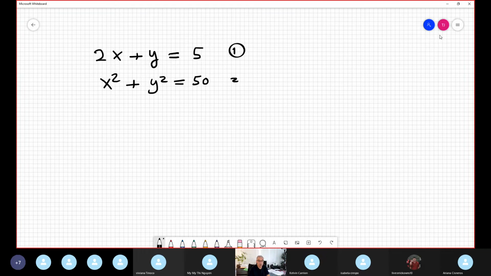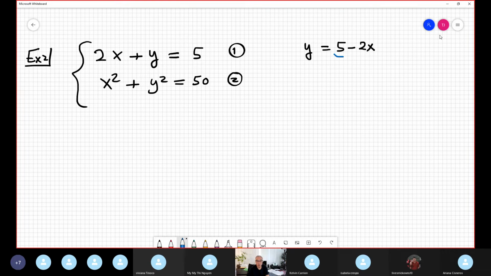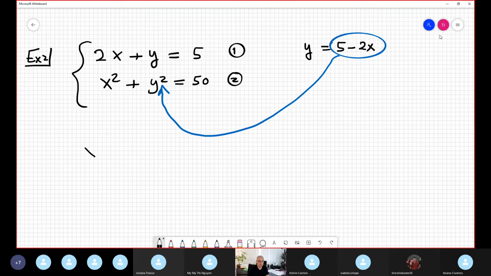Equation 1, equation 2. Look, what is the strategy? I take the linear equation. I see that the coefficient of y is 1, so I take advantage of this. You solve y is equal to 5 minus 2x, and substitute this expression here in the y place. Then we have x squared plus parentheses 5 minus 2x squared equal 50.